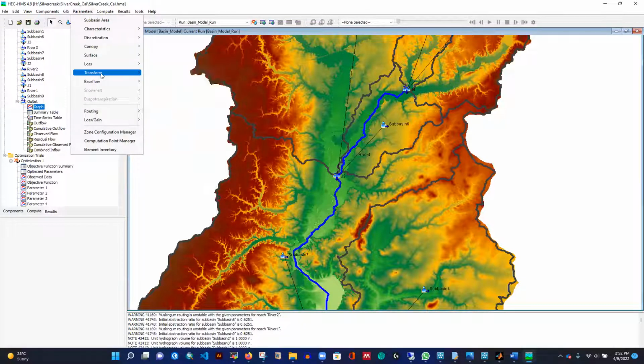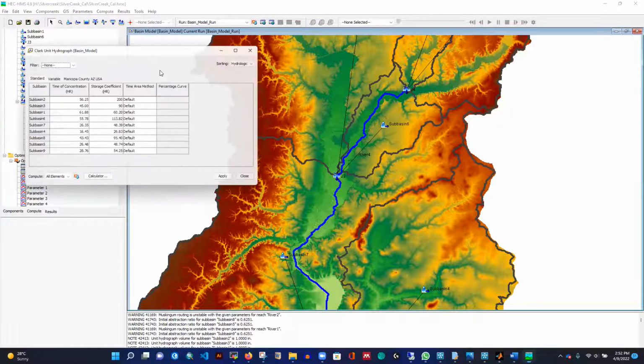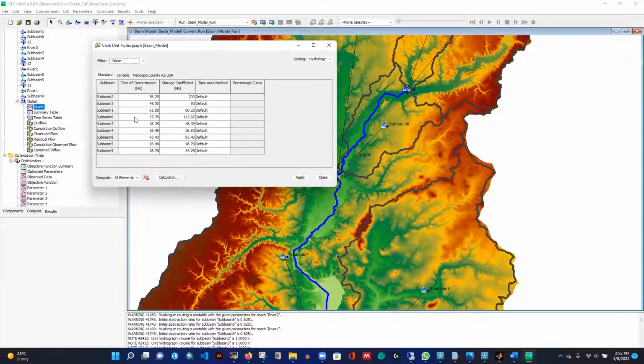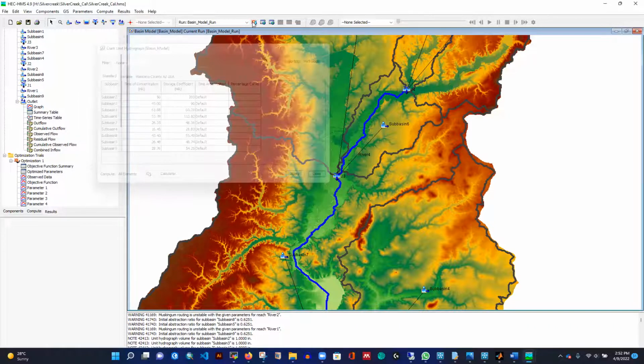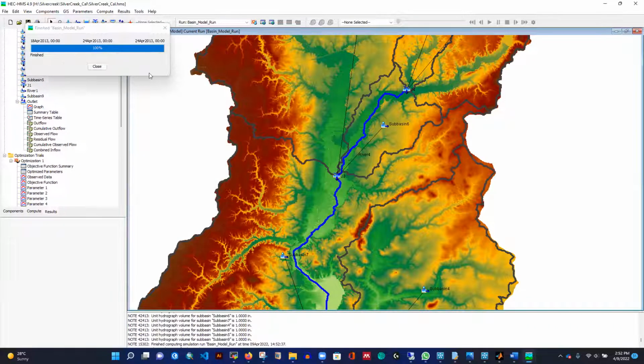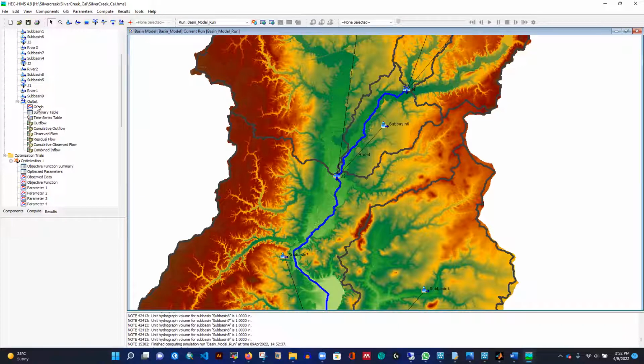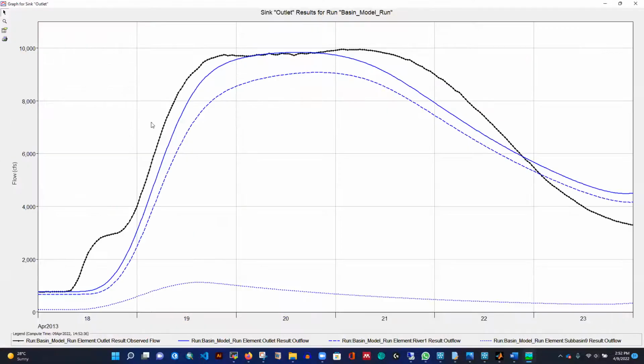So go to transform, Clark unit hydrograph, and reduce this time of concentration. We can play with that one as well, right? We can use 50 and check if it works, and run it. See how many times I'm running the model. So it's really hectic job. Maybe it shifted a little bit, that's why it is crossing that line.